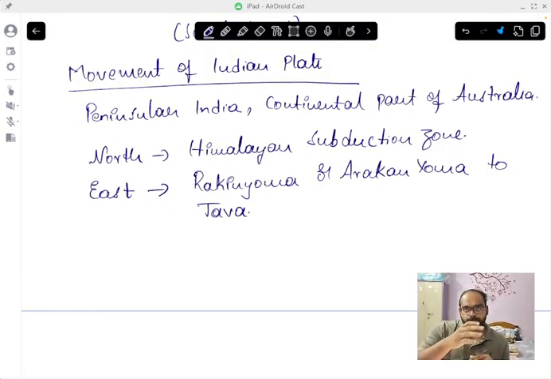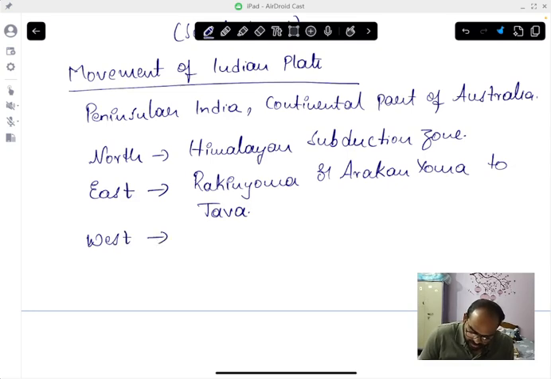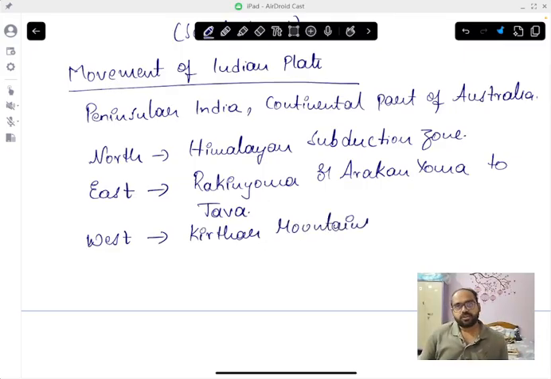Okay, the eastward boundary is from Rakinyoma or Arakanyoma up to Java. And next, the western boundary extends up to the Kirtar Mountains. Kirtar Mountains are present in Pakistan. Locate all these places on your map, okay? It helps you. The western boundary extends up to the Kirtar Mountains.